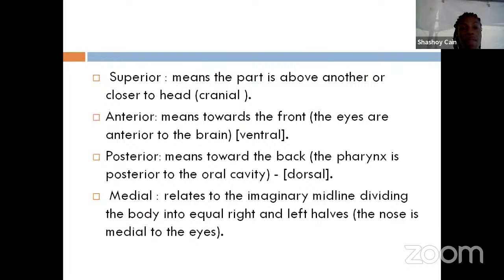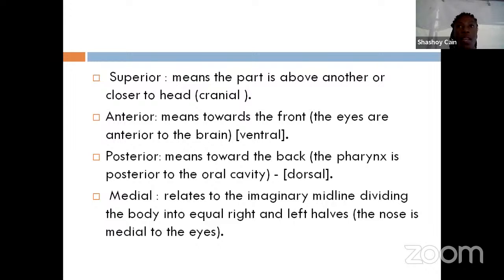So superior means the part is above another or closer to the head. If I say the hypothalamus is superior to the thalamus, what does it mean? It is above the thalamus, right? The anterior means towards the front, which is the eyes are anterior to the brain, etc.